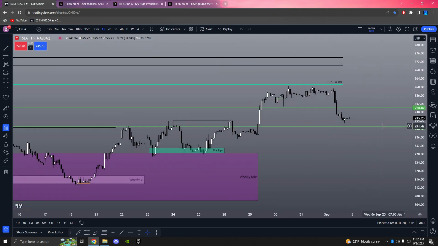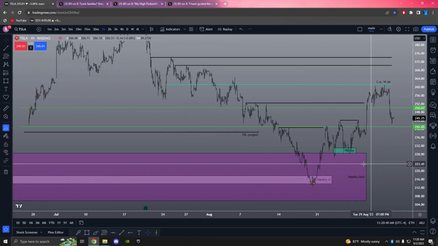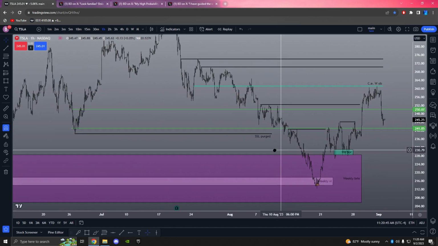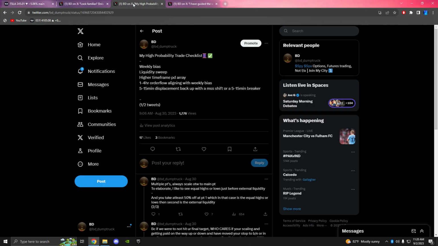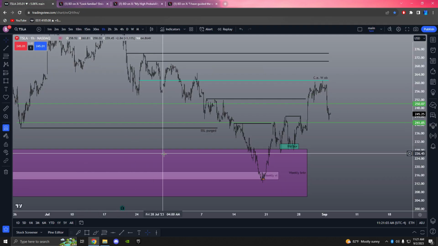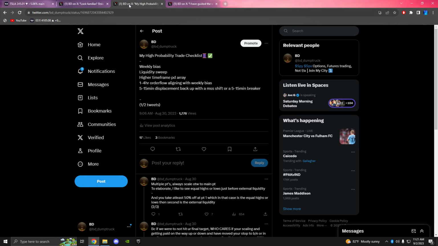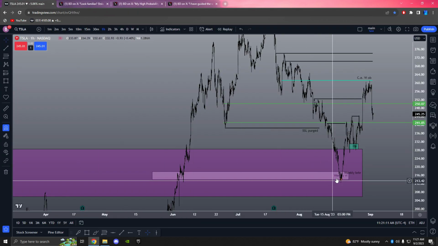So now let's move down to the lower time frames, because we're raiding the sell side liquidity, higher time frame sell side liquidity. So this is my high probability trade checklist. Weekly bias, we're bullish. We're looking for higher prices. So a liquidity sweep. Well, we're raiding sell side liquidity. Higher time frame PD array, weekly breaker, weekly volume imbalance.